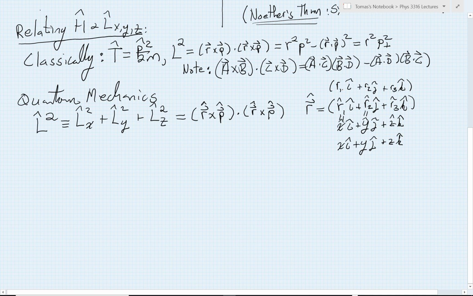The P operator is a little bit more complicated, but it follows the same general spirit. So I'll have P vector hat, right?